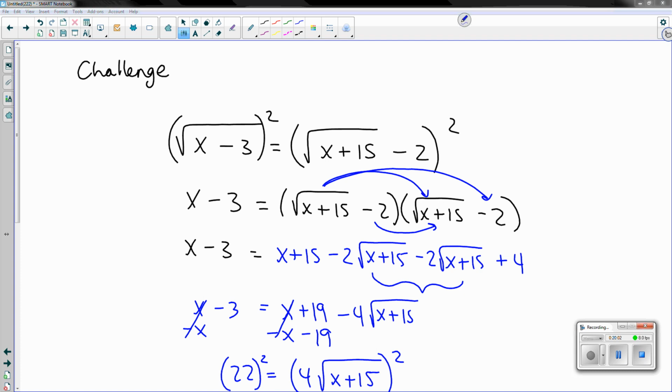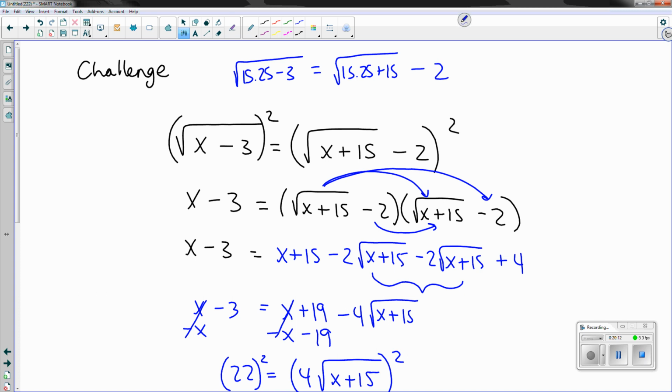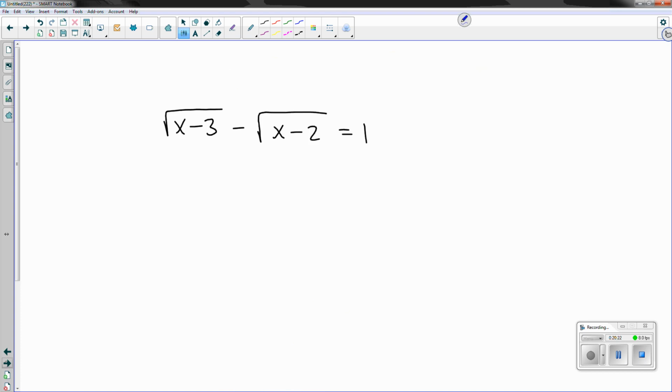Now we're working with a decimal here, and if we use our calculator to check this, so if we did 15.25 minus 3, square root of that, and then we did square root of 15.25 plus 15 minus 2, you would see that the left side equals the right side after making those computations with the calculator. So yes, 15.25 is a valid solution.